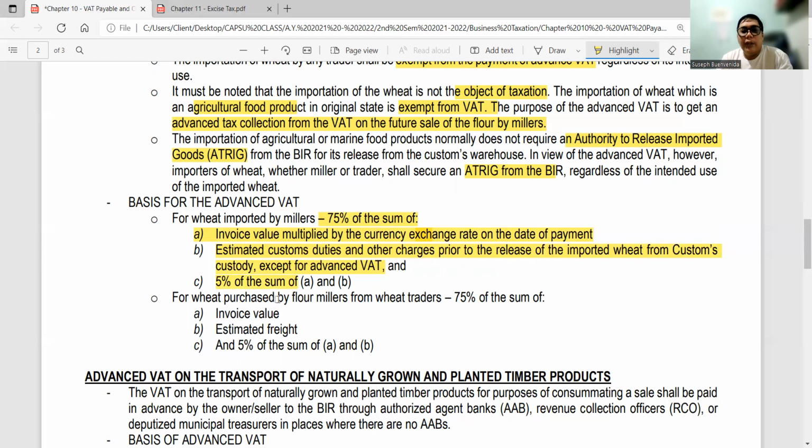So for wheat purchased by flour millers, 5% of the sum of these two. When you total the two, you add another 5%, then add the three, and 75% of that will be the cost of that advanced VAT. So for wheat purchased by flour millers from wheat traders, the 75% of the sum of invoice value, estimated freight, and 5% of the sum of A and B. So for letter C, in case you get confused, you have to add 5% of A and B before you compute for that 75% advance VAT.